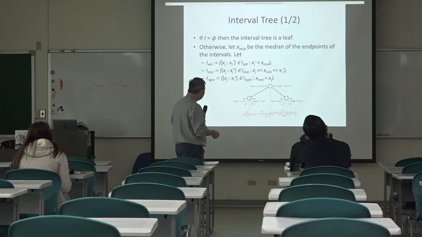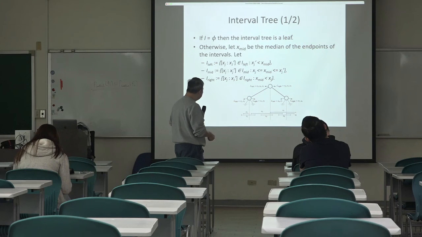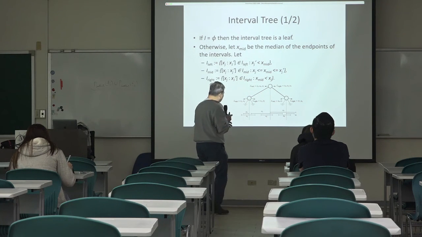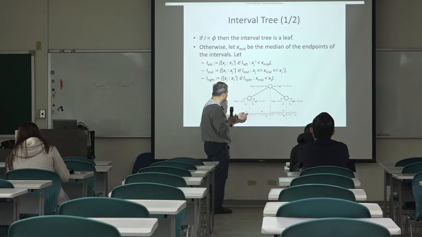It's going to be something like this. And I left will contain S1, S2. I right will contain S6 and S7. And the right endpoint of S2 will be used as the X mid here, which will be broken further into left subtree and right subtree. But actually, because the right endpoint of S2 intersects both of the segments here, the left subtree is empty and the right subtree is empty, so they are leaf nodes. And we will store S1, S2 here, in the L left and L right.